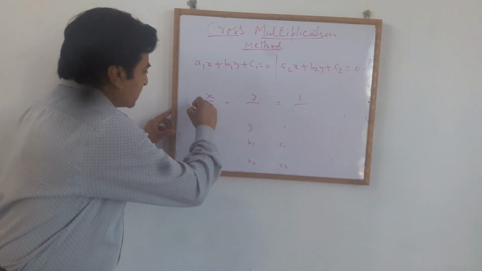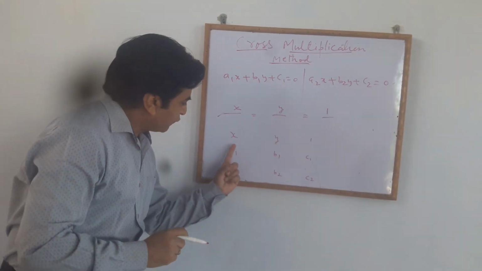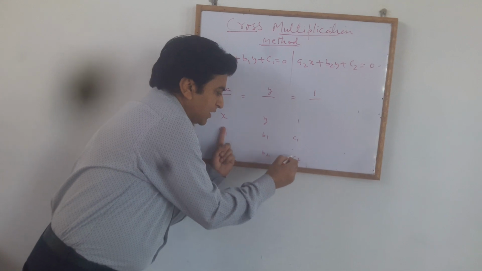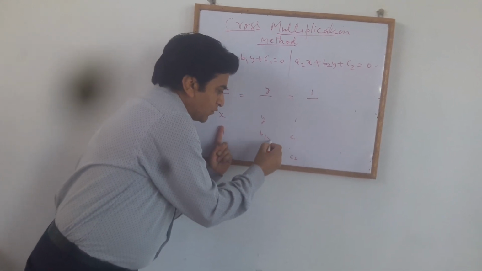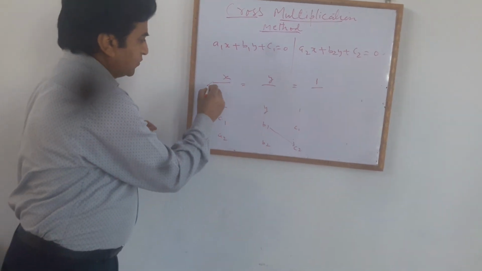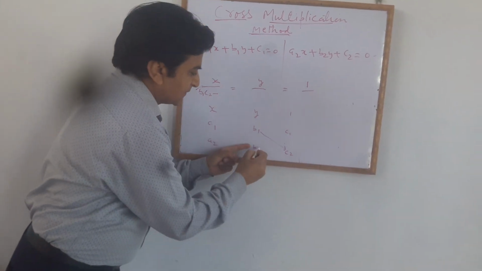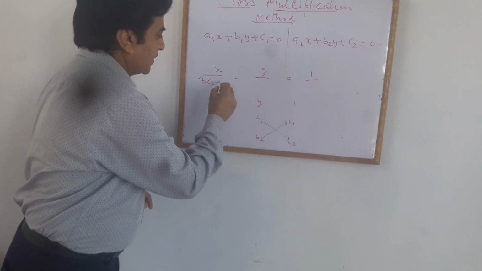Now to find the denominator of x, what to do? We have to forget the coefficients of x, means we are left with b1, b2, c1, c2. How to do? b1 c2 minus b2 c1.